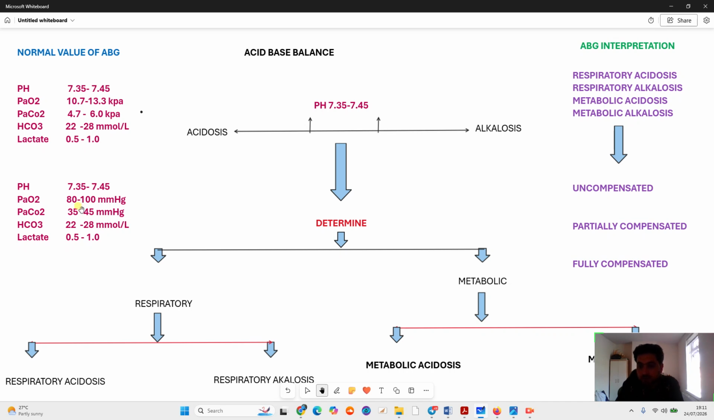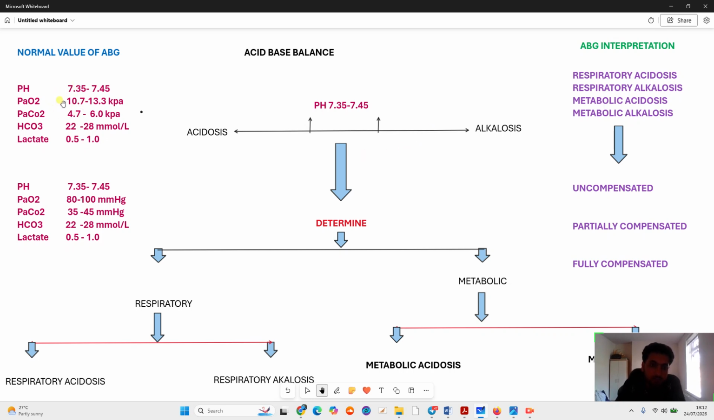Just look here. We have two different units that we use in ABG. Sometimes we use kilopascal, sometimes we use millimeters of mercury. So we have to memorize this as well. It's the same normal range, but the unit of measurement is different. So pH is 7.35 up to 7.45. The partial pressure of oxygen here is between 80 and 100 millimeters of mercury. The partial pressure of carbon dioxide is 35 up to 45 millimeters of mercury, and the rest is the same. So just this is different. Here we use millimeters of mercury, but here we use kilopascal. You have to memorize this as well.